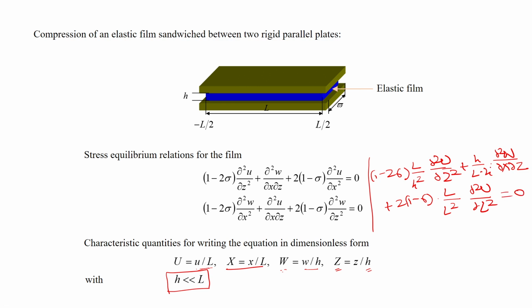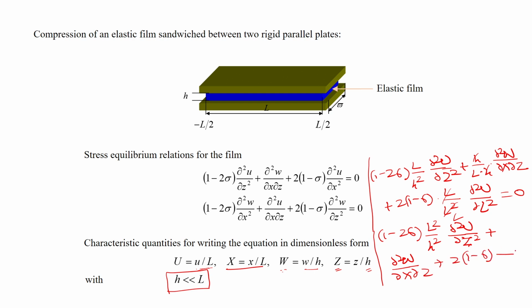Here this h gets cancelled, and L gets multiplied. So, I will have 1 minus 2 sigma into L square by h square del square u by del x del z square, plus del square w by del x del z, plus 2 into 1 minus sigma del square u by del L square, equal to 0. So, this is for this equation.